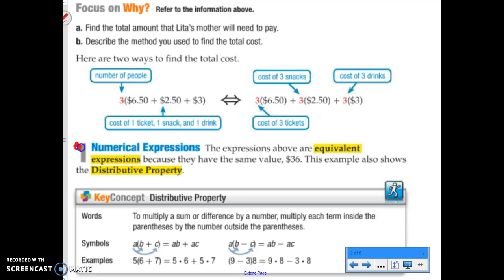It says the expressions above, meaning this expression right here and this expression right here, are equivalent expressions because they have the same value, which is 36. We didn't go over this example right now, but all I want you to see is that those two expressions are equivalent, which means that they're equal to each other. This example shows the distributive property.